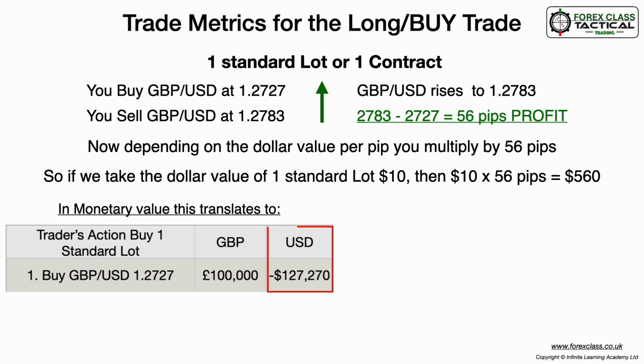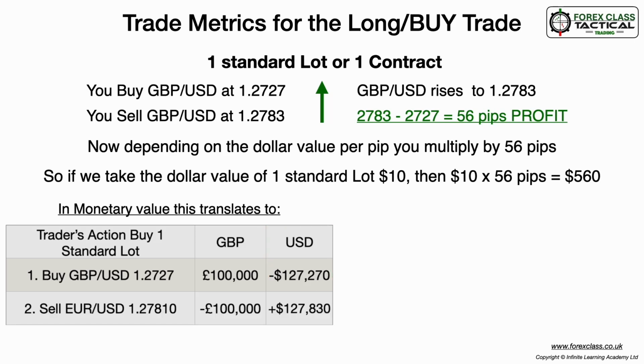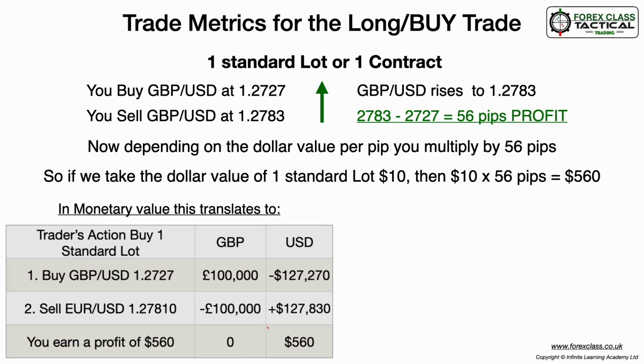$127,270. Remember, when you buy, your balance is negative because money has left your account. Then, you sold your £100,000 and received $127,830. Now your balance is positive as you received funds for your sale. So, $127,830 you received, minus the $127,270 you paid, made you a profit of $560.